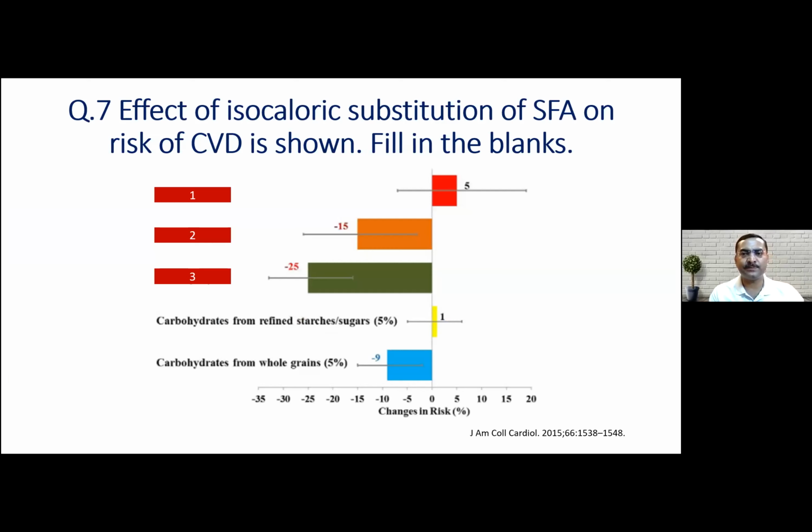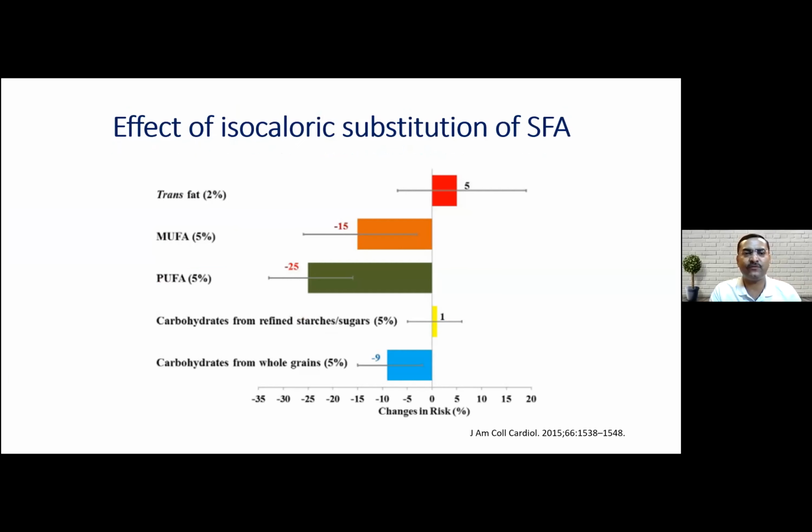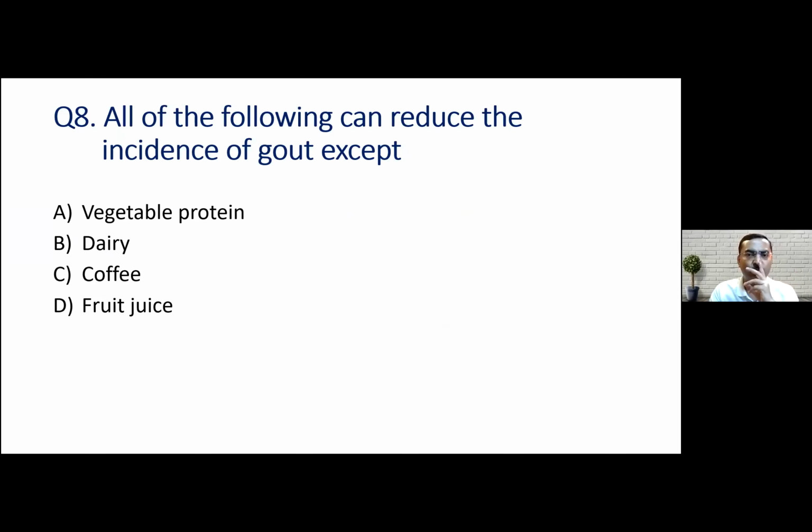Effect of substitution of saturated fats: something improves, something deteriorates if you replace saturated fat. If you replace saturated fat with trans fat, you increase the cardiovascular risk. On the other hand, if you replace saturated fat with MUFA, you reduce the risk by 15%. If you replace saturated fats with PUFA, you reduce the cardiovascular disease risk by about 25%. So A would be trans fat, B would be MUFA, and C would be PUFA.